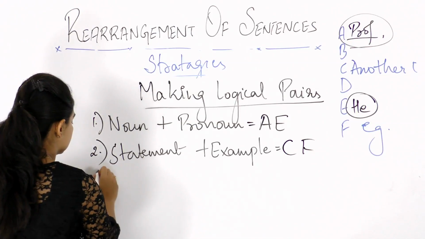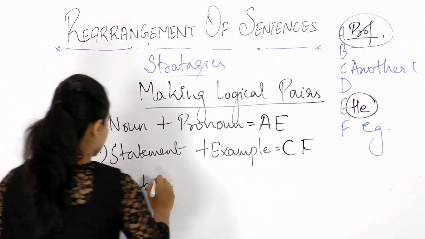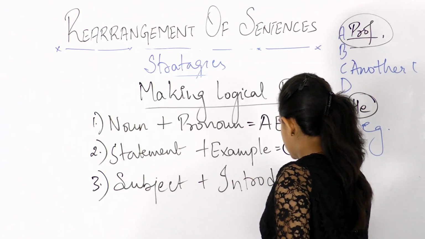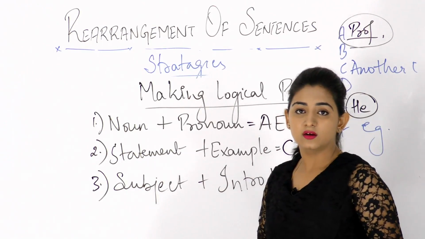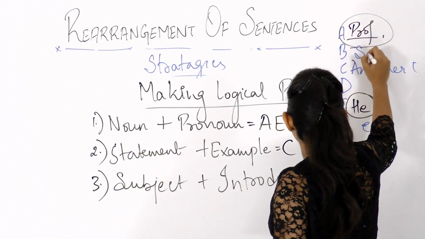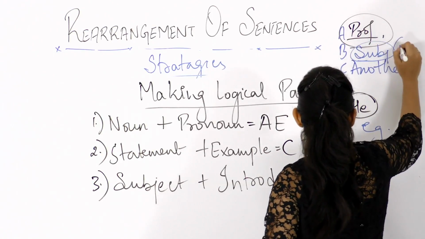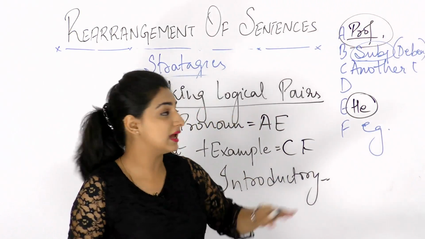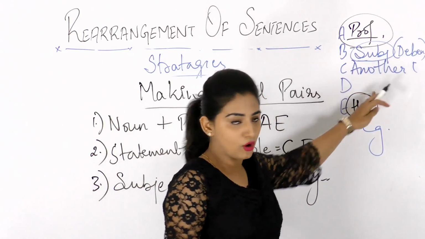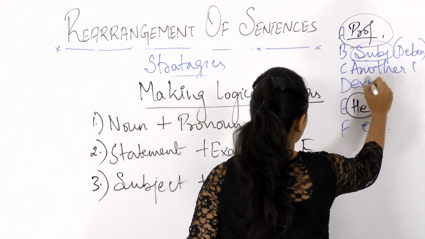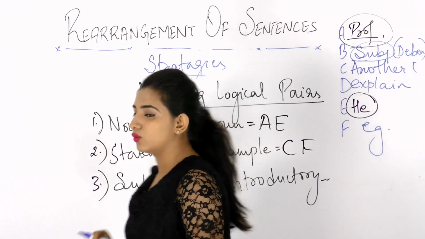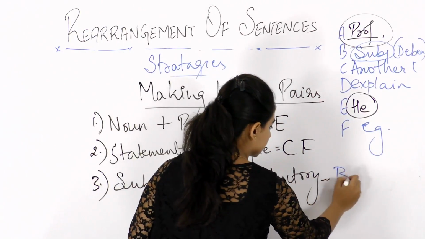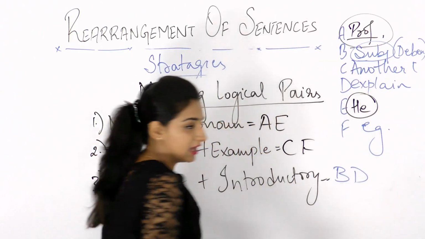Last says if you have a subject and the subject has an introductory sentence, we will place it together. Now we have a subject given, suppose we have debentures written over here, and the explanation is in point number D, explanation of debentures. So what we will do is place B and D together. B introduces the subject and D concludes its explanation.